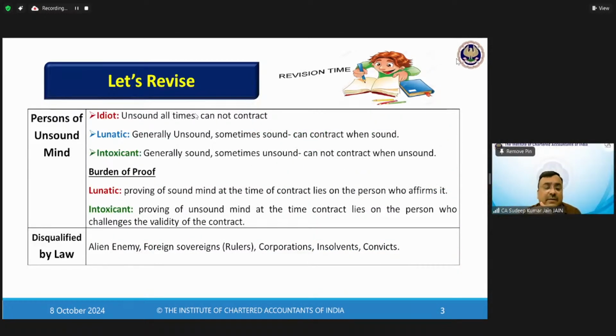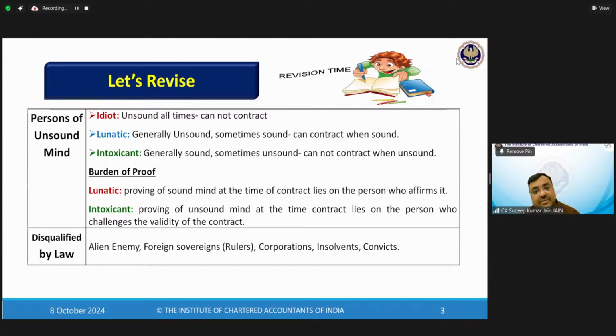Right? The second category of persons who are not capable of entering into a contract are persons of unsound mind. There are three categories of persons of unsound mind: idiot, lunatic, and intoxicant. An idiot is full-time unsound, and a contract with this person is void. A lunatic is unsound most of the time, sometimes he is sound, and he can contract only when he is of sound mind. In case of a lunatic, the court will presume that the contract was entered into at the time when the person is of unsound mind. So the burden of proof in case of a lunatic is on the person who says the contract was entered into at the time when the person is of sound mind.